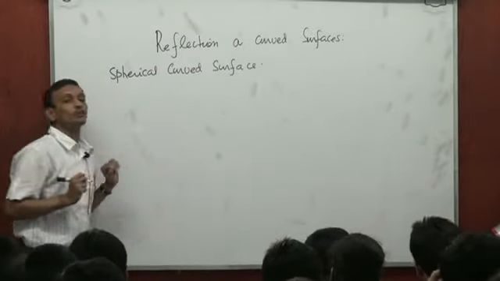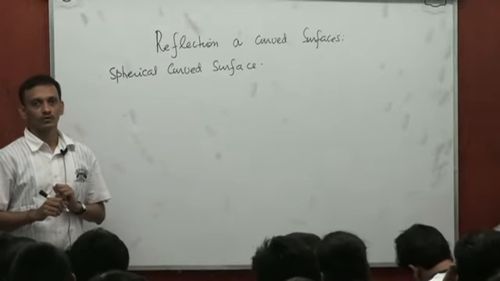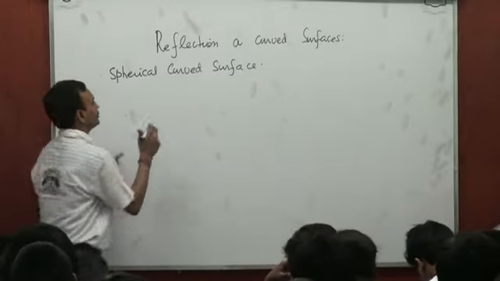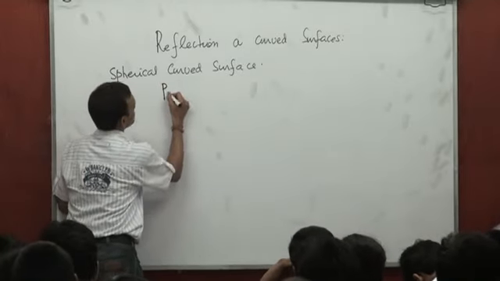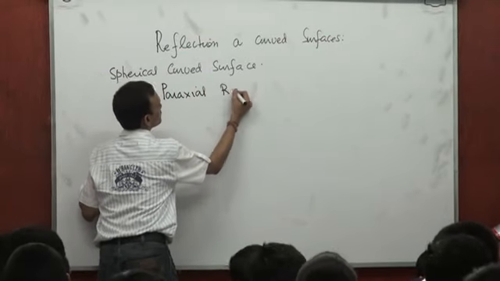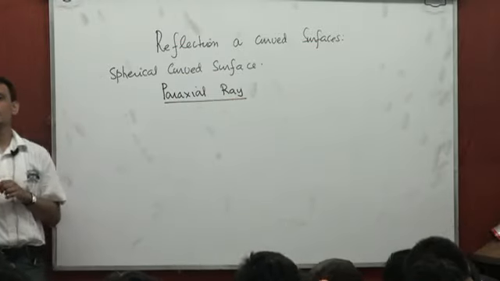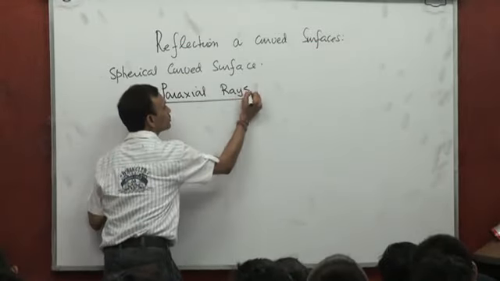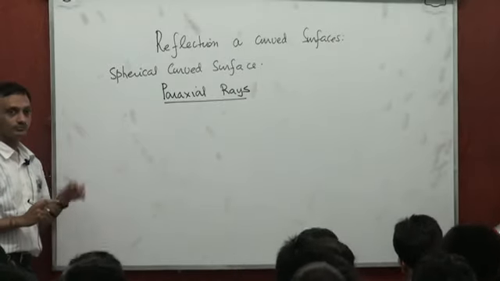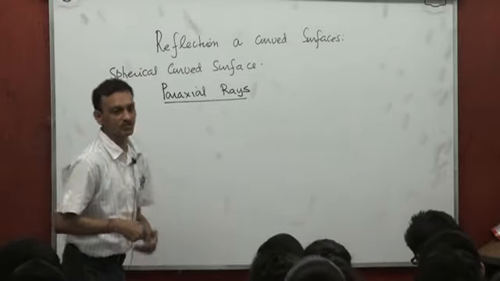Now, the geometrical optics that we would deal with would be one where we would look into a paraxial ray treatment. We would look into the geometrical optics of paraxial rays. Now, what is it that I mean by a paraxial ray treatment?